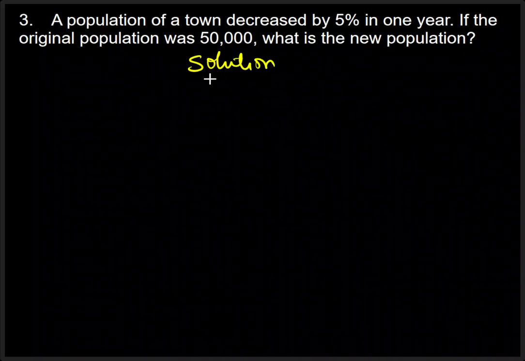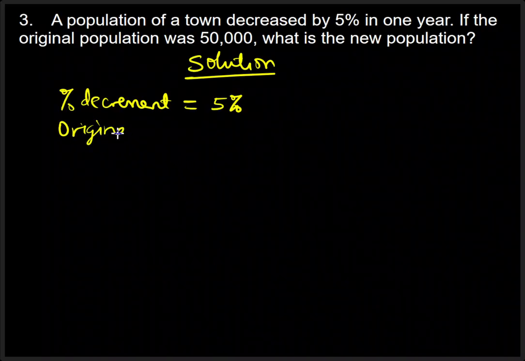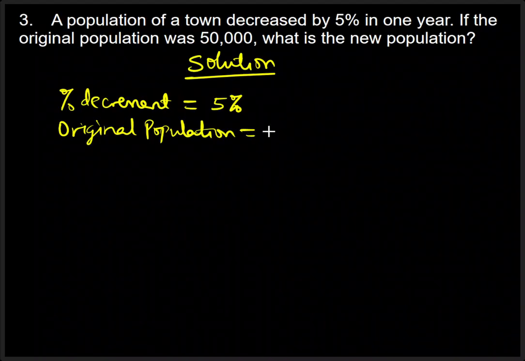A population of a town decreased by 5% in 1 year. If the original population was 50,000, what is the new population? So this is just what we've been doing, that the percentage decrement is equal to 5%. That's the percentage decrement. And then the original population is equal to 50,000. All right, so let's get the decrement in population.